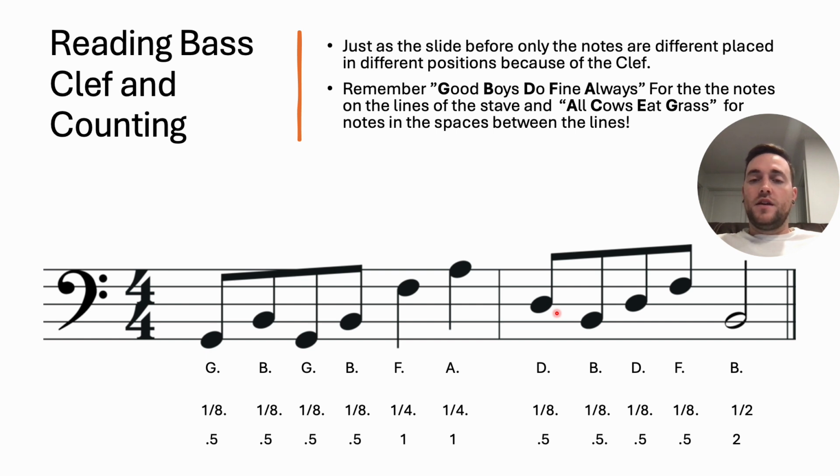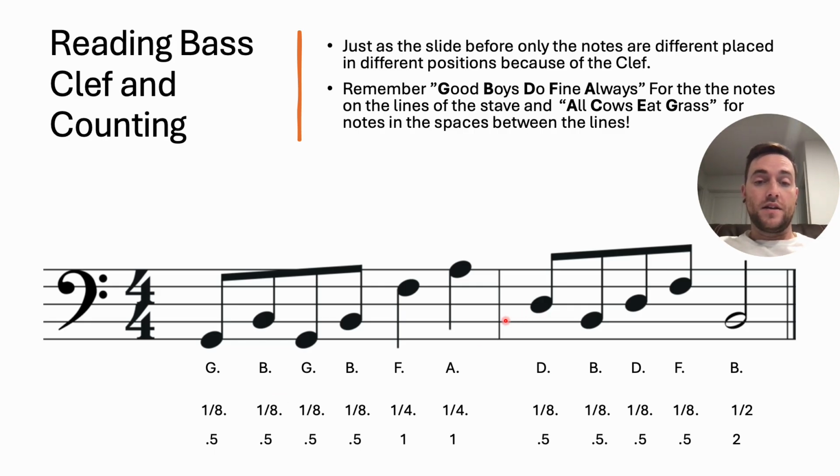Again, this is going to be a little different. Here we go. We've got a D, a B, a D, an F, and a B. The counting is the same as the last one, so again, we'll go over it real quickly. Again, 4/4 time. We want 4 whole beats out of this, a total of 4 per measure. Measures are broken up here.